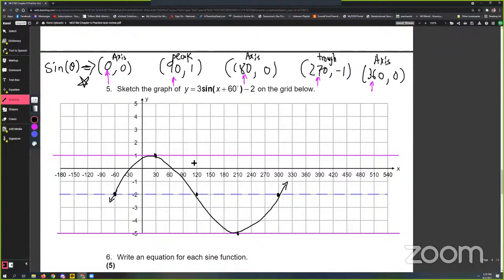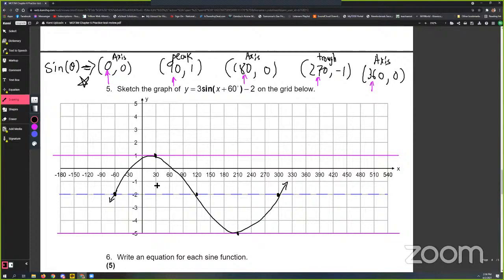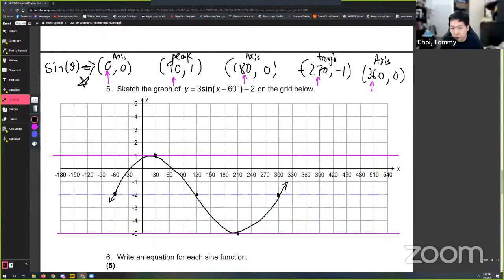Mister, is it always going to be axis, peak, axis, trough, and then axis? Yes, that's the pattern if it's not reflected. If it's reflected, it would be axis, trough, axis, peak, axis. So the trough and peak would be flipped, because it's upside down. Otherwise, this is true. Okay, thank you. No problem. Very good questions. Keep the questions coming. Your test is tomorrow. It's always good to ask questions.